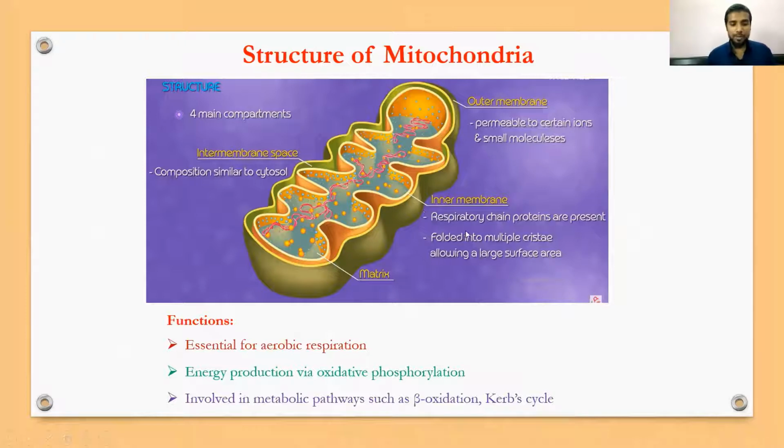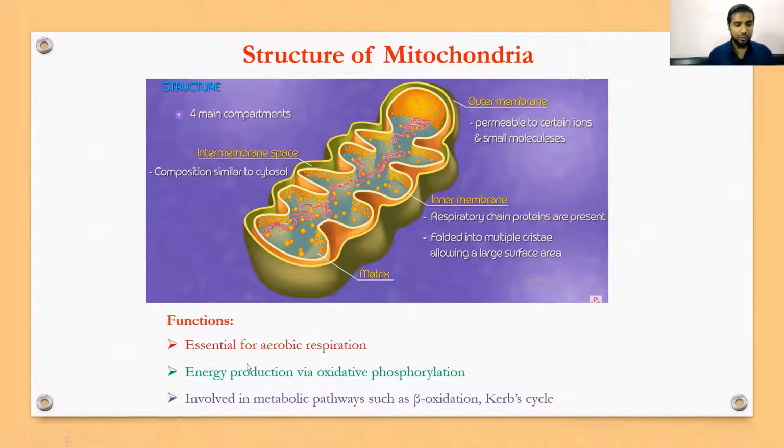And in the inner membrane, we have studied various cycles that are going on, such as the Krebs cycle or beta oxidation. All these occur in the inner membrane of the mitochondria, which is folded into multiple cristae. You can see the way the outer ones are called the cristae and the inner one is called the matrix. So here the outer one is the cristae and the inner one is the matrix.